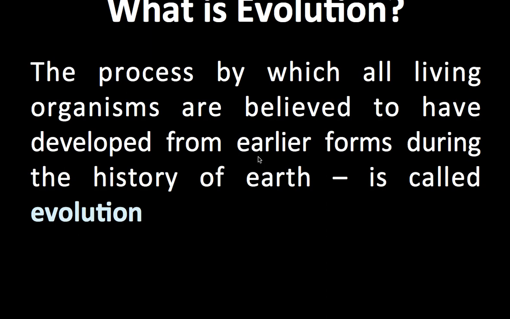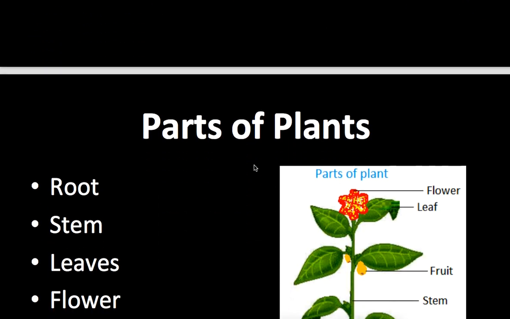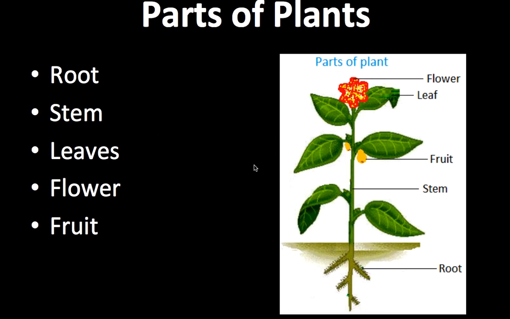Before we start the topic, let us see what a plant looks like. Parts of a plant: root, stem, leaves, flower, and fruit. The functions of these parts we have covered in the previous chapters.